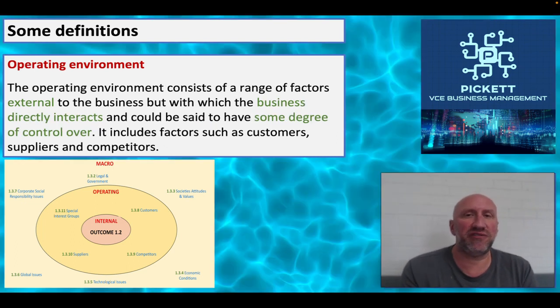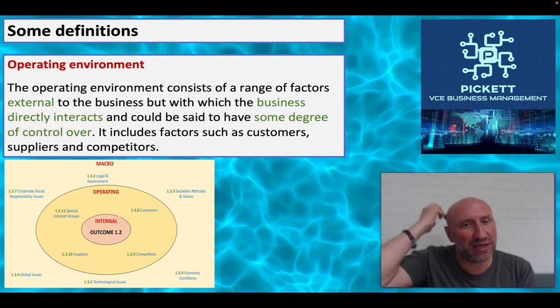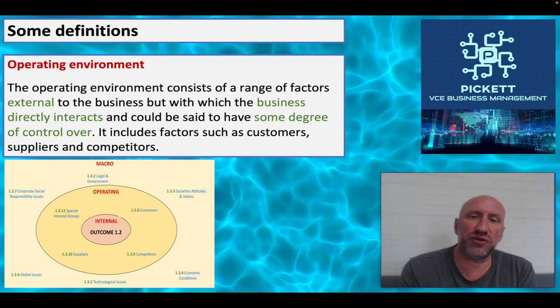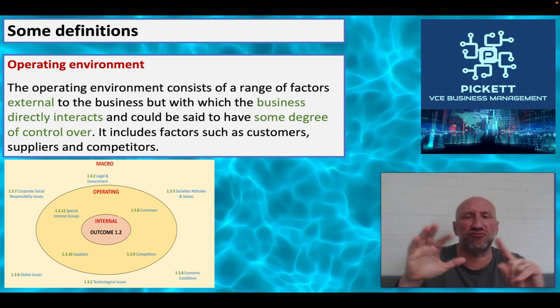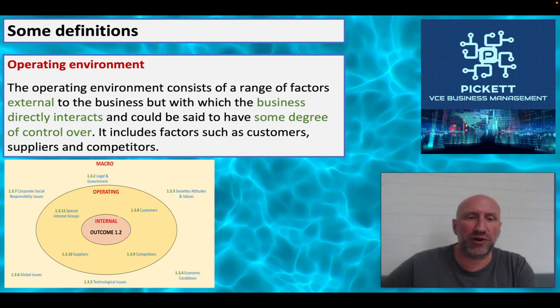And then finally, the operating environment. So again, very, very similar definition, but just tweaks slightly. So again, a range of factors external, but with which the business directly interacts. This is the difference between operating and macro. The business doesn't interact with the macro factors. It just needs to be aware of them and respond to them. But within an operating environment, if you look at that, customers, competitors, suppliers, don't worry about special interest groups for the time being, because that won't mean anything to you.